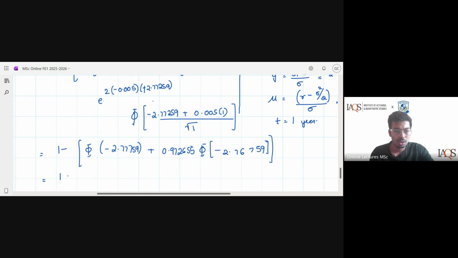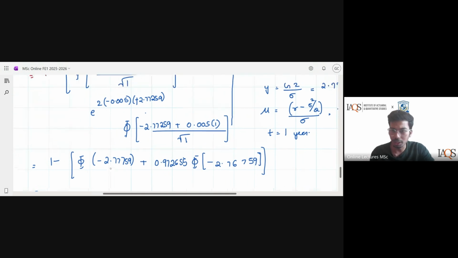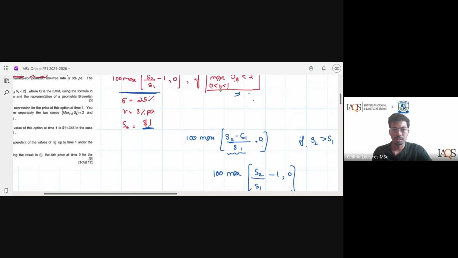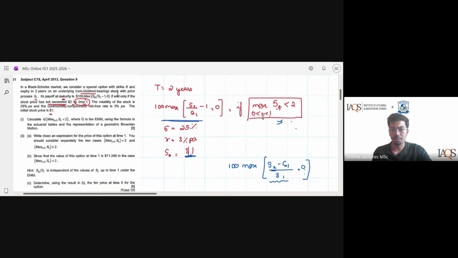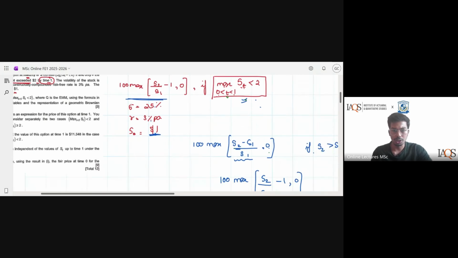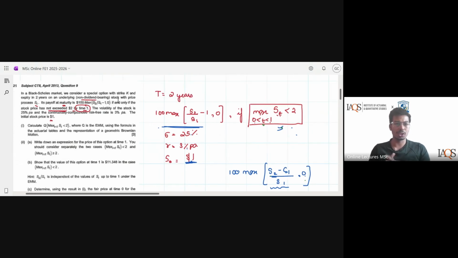Now, this is what you'll have to calculate from tables. Once you get all the values, you will get the value of the probability. Cool. Copy till here, we'll then do the next steps. While copying, let me know if you all have any questions. You all can actually note this down. The question is April 2013, question 9.